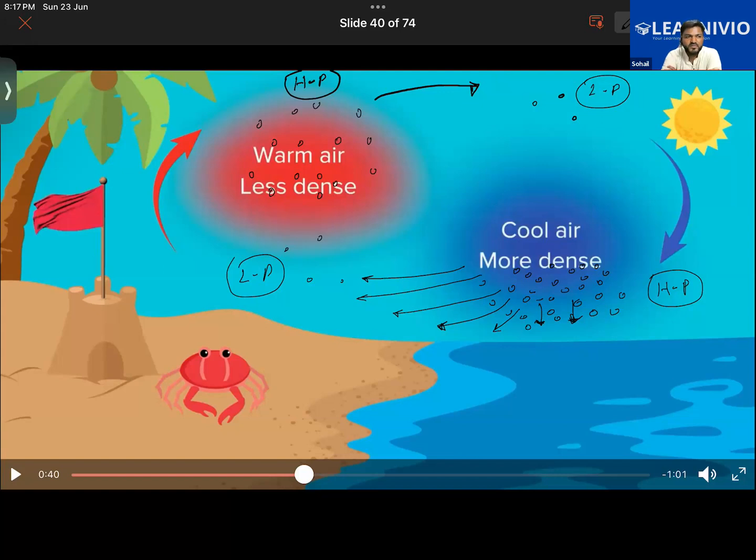See, that's why you get to see that the people that are living in the coastal areas, especially at night, the cool air would be flowing from the water body, from the sea, towards the land. I mean to say, during the night, particularly, a cool, gentle breeze would be blowing for the people living in the coastal areas.